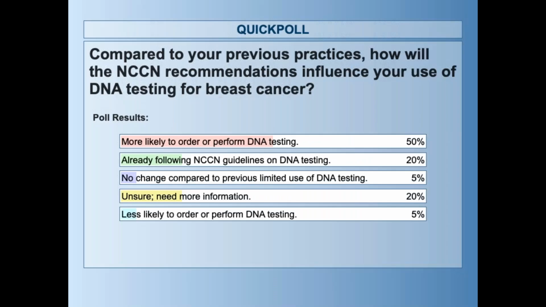Well, let's see what our attendees indicated. Compared to their previous practices, how will they use the NCCN recommendations, how will they influence the DNA testing for breast cancer? So half of the respondents are more likely to order or perform DNA testing given those recommendations. And as you indicated, Dr. Weiss, this is sort of a moving target. It evolves over a period of time. Is this more or less what you would expect at this point?